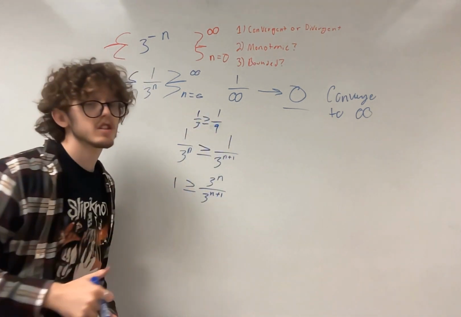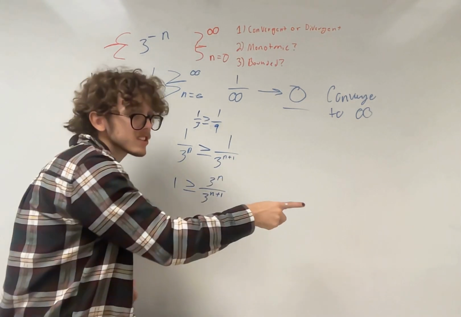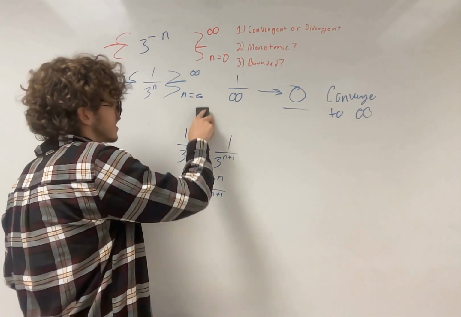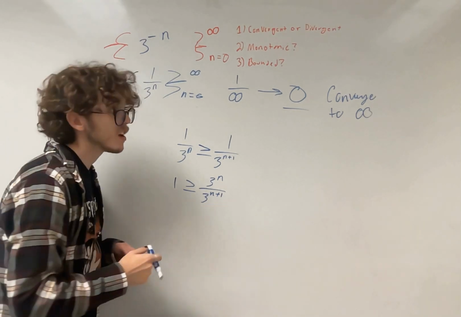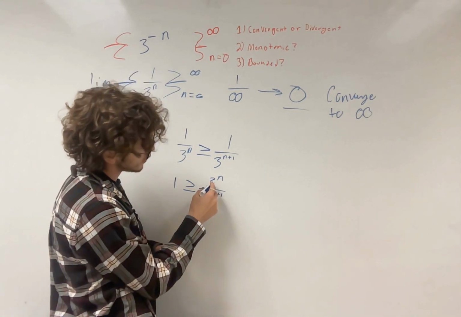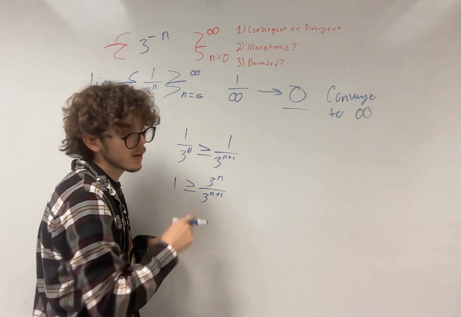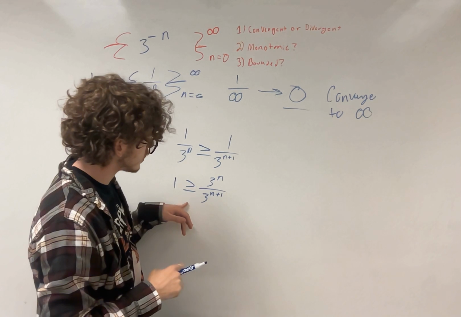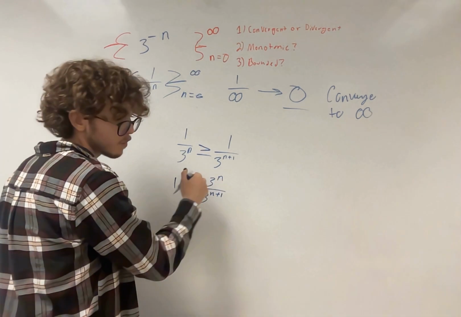This will be 1 over 9. This inequality is true, and it's going to be true for all values, because you're always going to be adding something to this side. So if that didn't make sense, let's define it like this. The ratio between 3 to the n and 3 to the n plus 1 should always be less than or equal to 1. So this number must always be less than 1.